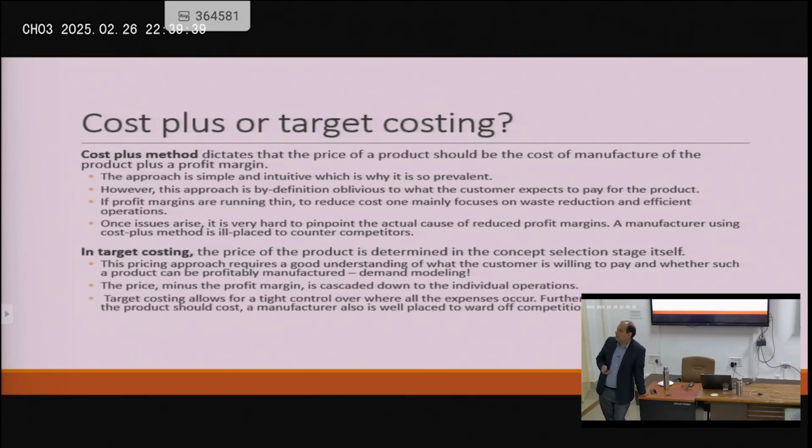All right, so like I said, we cascade it down to individual operations. We reduce waste. We come up with technologies that will reduce cost, and then that allows us to have a tight control over where all the expenses occur. And then you're well placed to ward off competition, right? If you are doing target costing and you're aggressive, and you imagine one manufacturer is doing target costing, another one's doing cost plus, whatever it costs. Obviously, the second one is going to be at a disadvantage because they're going to have higher costs, they're going to have wastage, and then they're going to have inefficient operations.